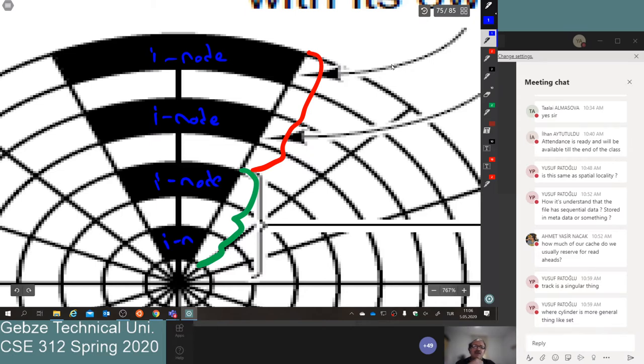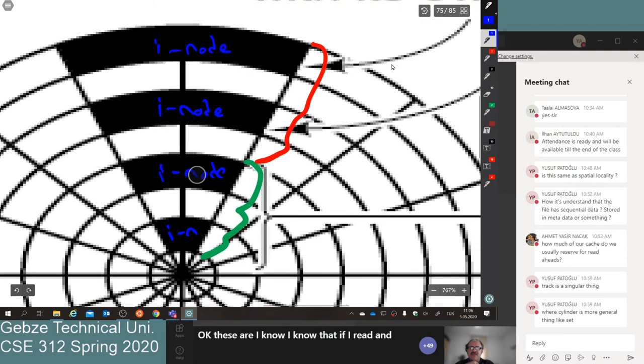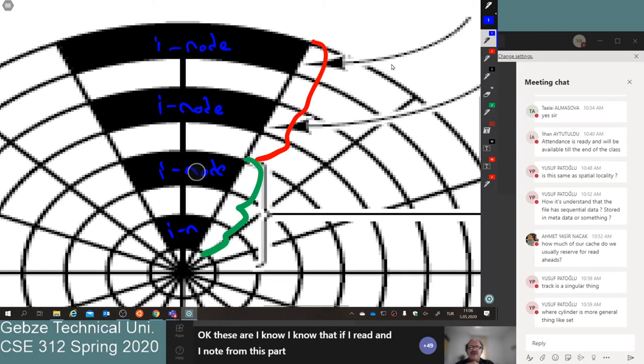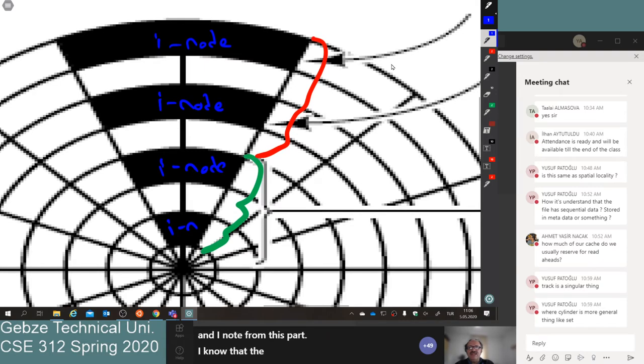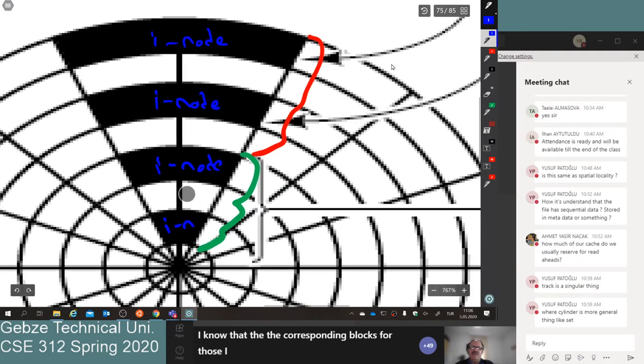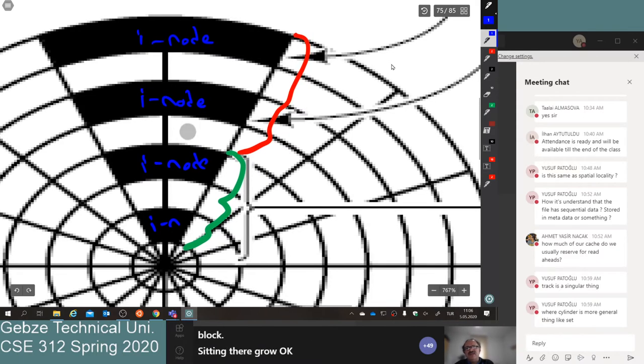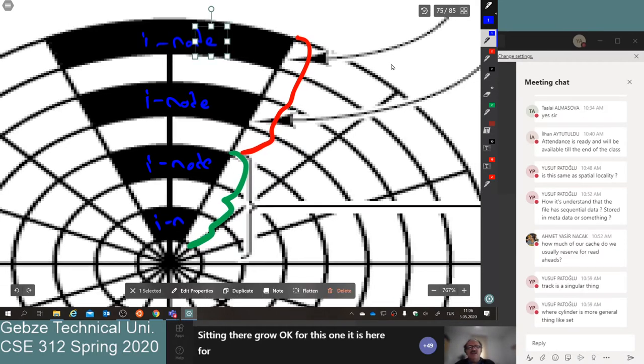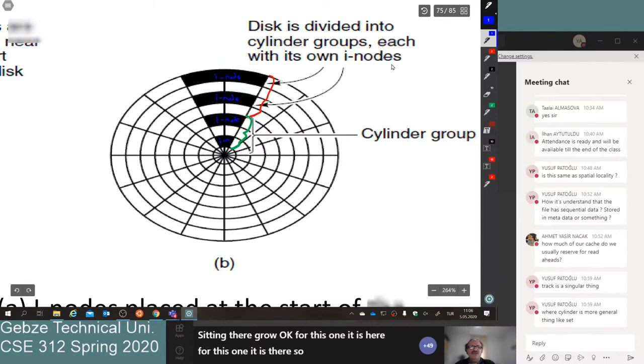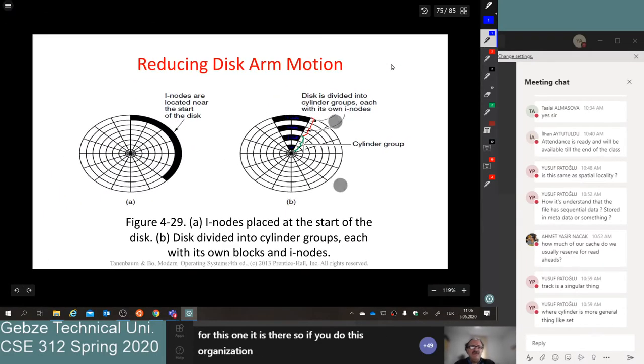Okay, these are inodes. I know that if I read an inode from this part, the corresponding blocks for this inode are inside the same cylinder group. For this one it is here, for this one it is there. So if you do this organization, then your seek times will be much shorter.